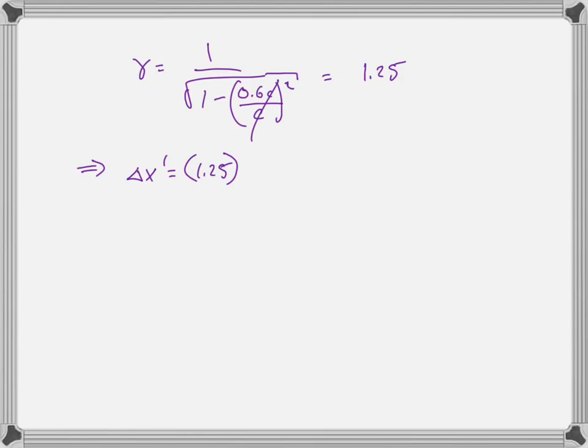Oh, what are the units of gamma? Gamma is a ratio of two velocities. It's unitless, right? Times delta x. Delta x is 10 kilometers, minus v, which is 0.6 c, times delta t, which is 10 minutes. So now we have to pay attention to units. If we change this all to seconds and meters, 10 kilometers is 10,000 meters, and 10 minutes is 600 seconds.